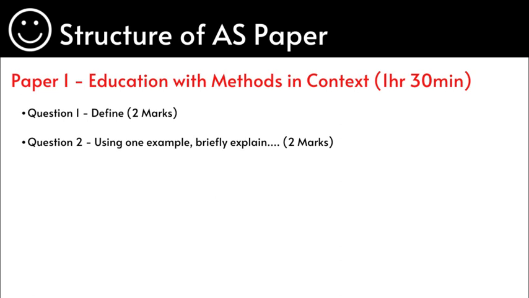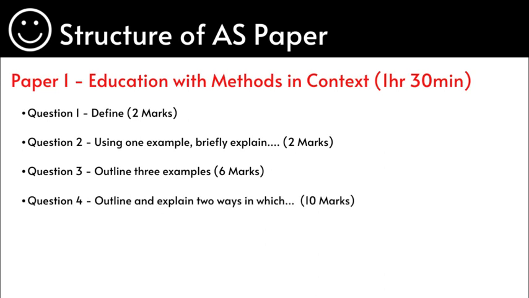Question 2 is using one example, briefly explain. You shouldn't take too long on this, and it's only one example that you're meant to give here. Question 3 is outline 3 examples, simply 3 things with short explanations. It's good to not spend a lot of time on the 2, 2, and 6 markers, but rather spend more time on the 10 and the 20 markers, because this is where most of the marks actually lie.